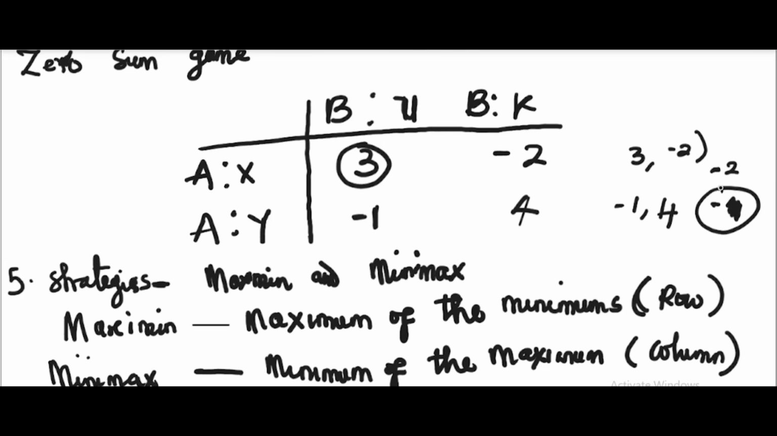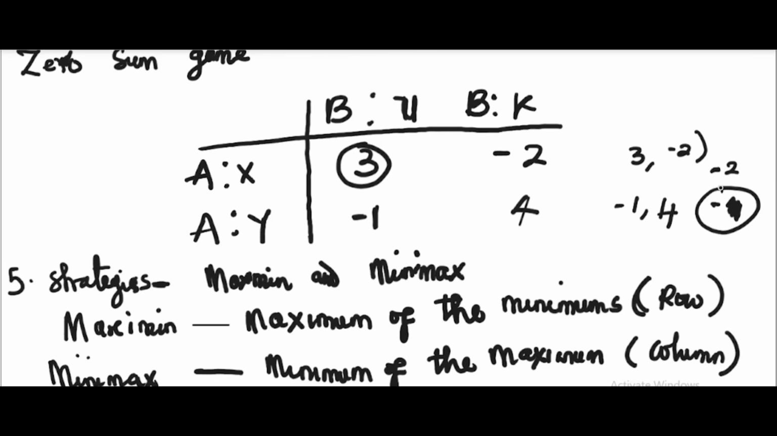That is the maximin. Then minimax is column wise. Going column wise, we have 3 and -1, and the maximum there is 3. In the next column, we have -2 and 4, and the maximum is 4. So we have 3, 4. What is the minimum there? That is 3. So that is how we pick the maximin and then the minimax.